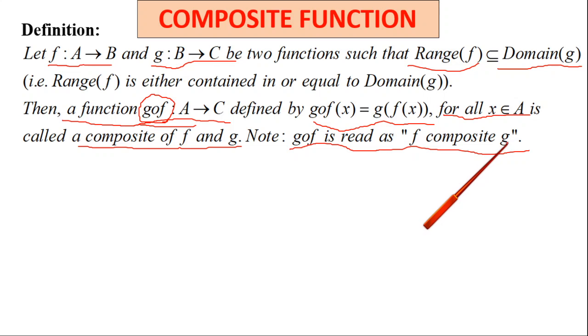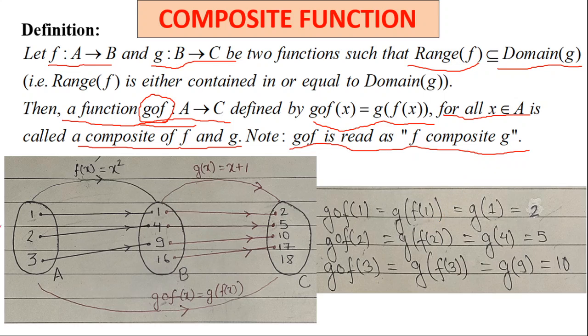Now let us see an example. Here I have taken three sets, A, B and C. F is defined from A to B as this, f of x equal to x square, and g is defined from B to C as this, where g of x equal to x plus 1.